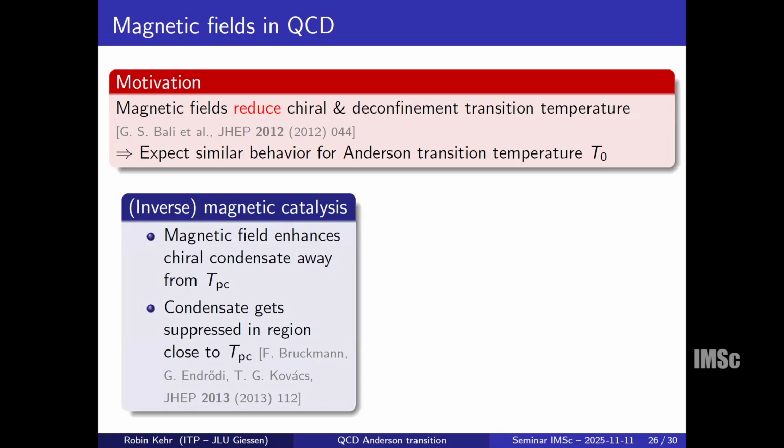And for the chiral transition, the mechanism is as follows. Namely, magnetic fields enhance the chiral condensate when we're away from T_pc, but then close to T_pc, it gets suppressed. And then as a result, the transition temperature goes down. And for the deconfinement, we have to be careful. When we look at the Polyakov loop, it's obviously just an order parameter in the quenched limit. There we see that the magnetic field enhances the Polyakov loop everywhere.